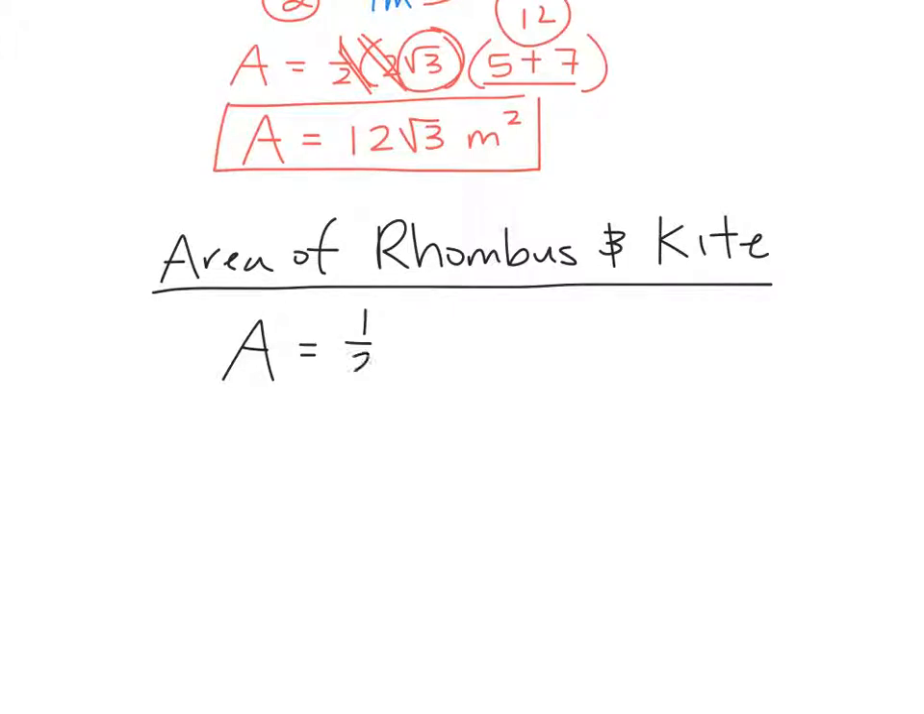1/2. And then there were 2 diagonals always, right? Diagonal 1 and diagonal 2.